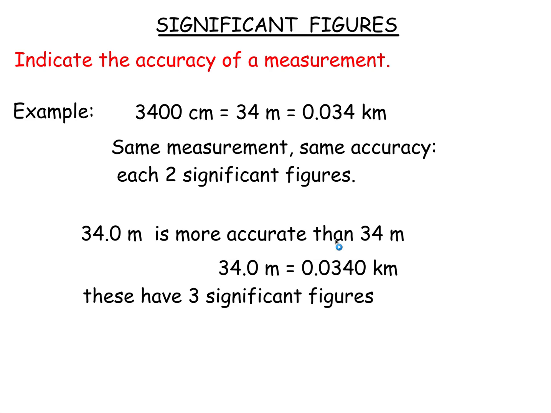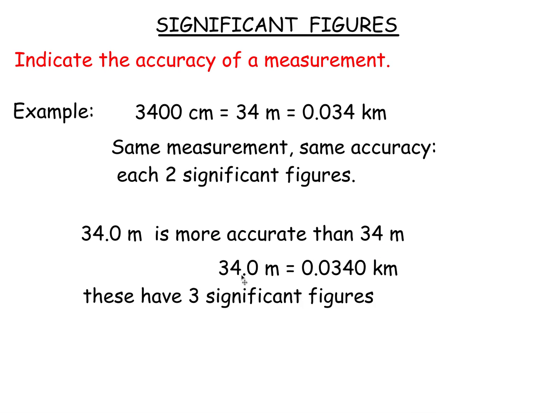And if you divide that by 1,000, we would keep this 0 on the end of the 4 here because we're telling accuracy with this 0. 0.0340 is three significant figures. It's more accurate than 0.034. So the first two zeros are place value. They're not significant, but the 0 at the end here is telling you about accuracy. So 34.0 metres is 0.0340 kilometres. This 0 is telling you about accuracy. So it counts as being significant.